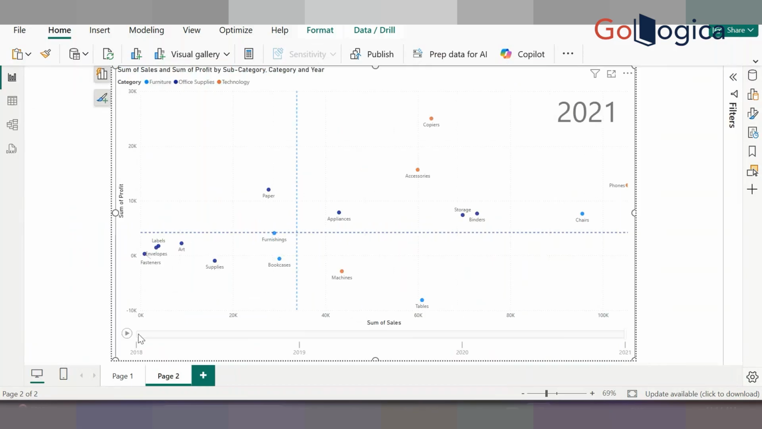You have the play axis bar here. You just hit on 18, and it shows me the status in 18. In 2018, we see that phones and chairs have done very, very good sales, the highest sales, and when it comes to profit, they both have given the highest profit. We see the copiers and others are completely invisible. Phones and chairs are the top leaders, both with respect to sales as well as profit. In 2019, what is happening here?